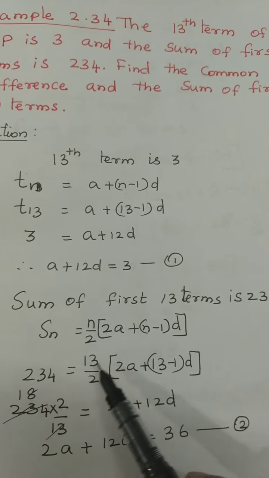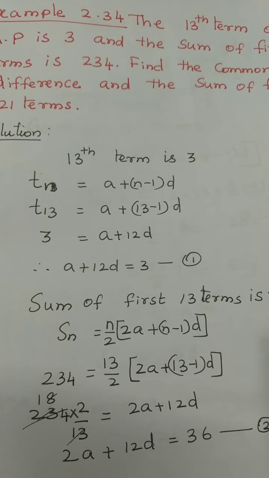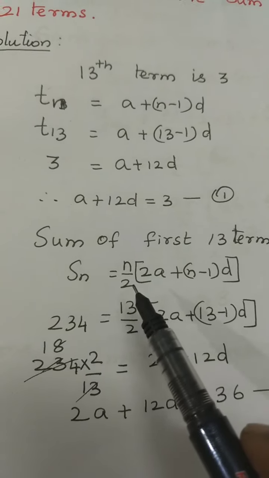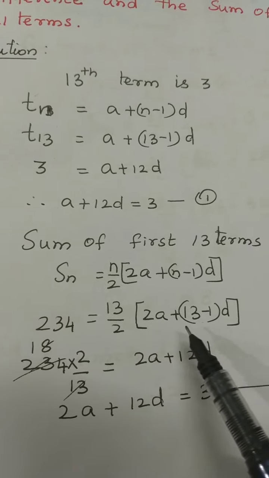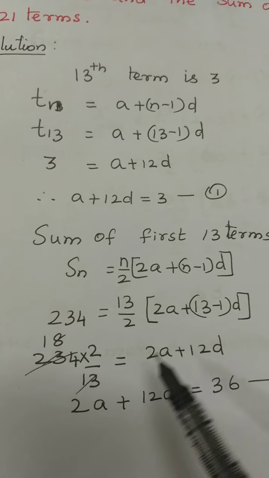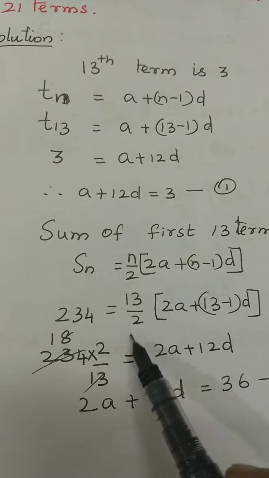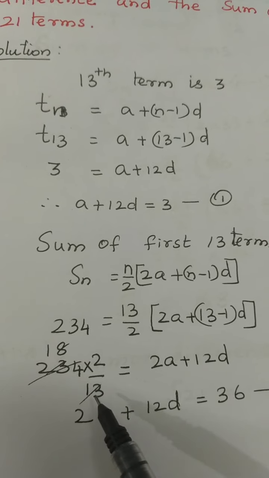Sn is equal to n by 2 into 2a plus n minus 1 into d. So Sn, they are given 234, is equal to 13 by 2 into 2a plus 13 minus 1 into d. So here we are bringing this 13 by 2 to this side, it will come as the reciprocal, 2 by 13.